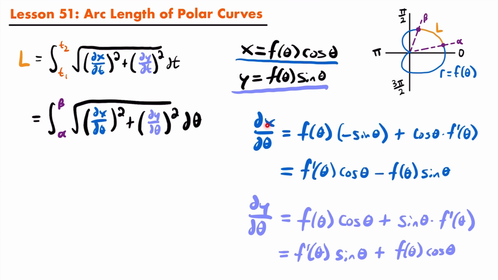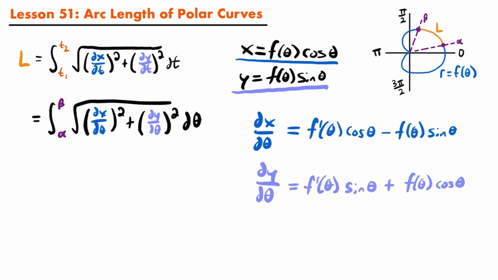So now that we have both dx/d theta and dy/d theta, we can plug their expressions into this formula and then simplify to find a formula that will calculate arc length of polar curves. If we do that, if we plug in dx/d theta and dy/d theta into this integral, here's what we're going to have.